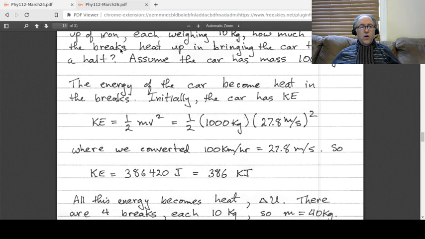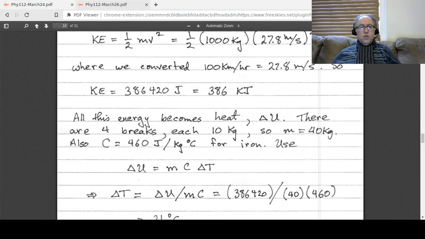You crunch that through your calculator, and you get 386,420 joules, or 386 kilojoules, which is a significant amount of energy. A kilojoule is pretty big energy. All of this energy is going to become heat. Why? Because the car is moving and it has that energy, and when the car comes to a halt, that kinetic energy drops to zero, so it went into heat. That's our delta U.